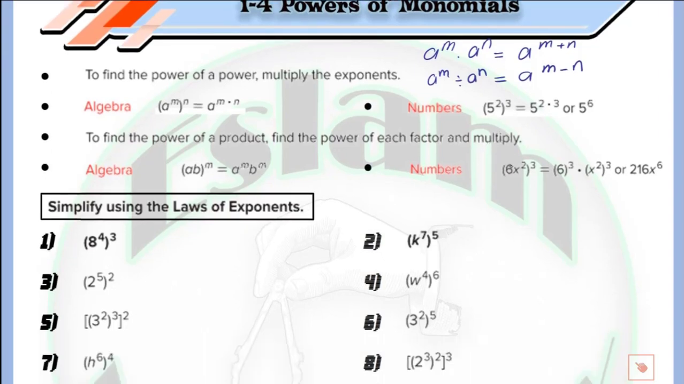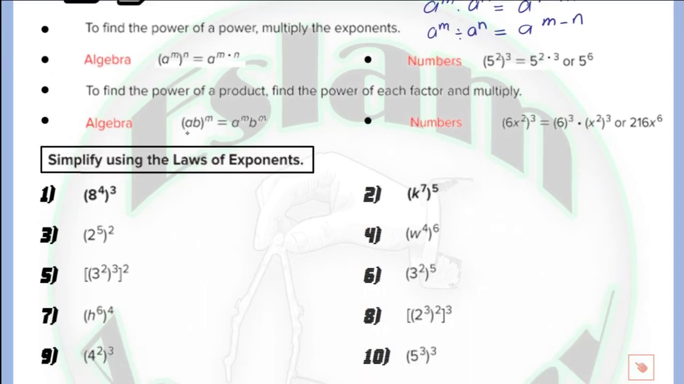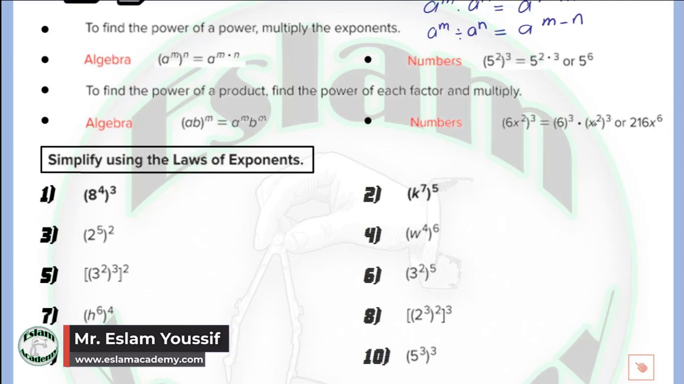And we also have the distributive property for the power. A times b to the power m, so we distribute: a to the power m times b to the power m. Suppose that we have 6x to the power 2, all to the power 3. By using the distributive property, we have 6 to the power 3 times x to the power 2, to the power 3. 6 to the power 3 equals 216. X to the power 2 to the power 3 is a power of a power, so we multiply them. So it will be x raised to the power 6.